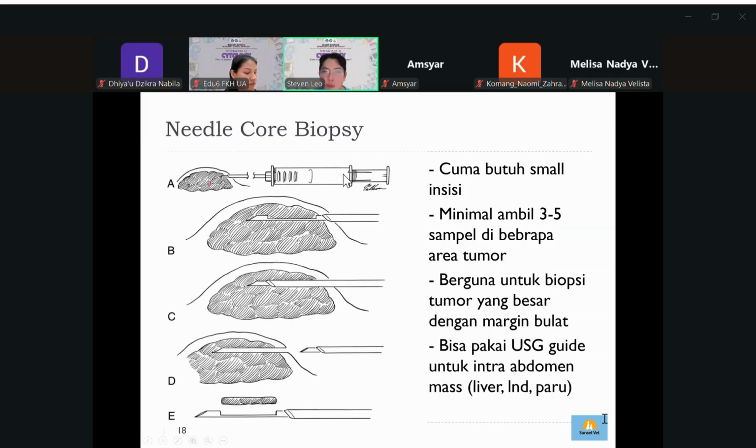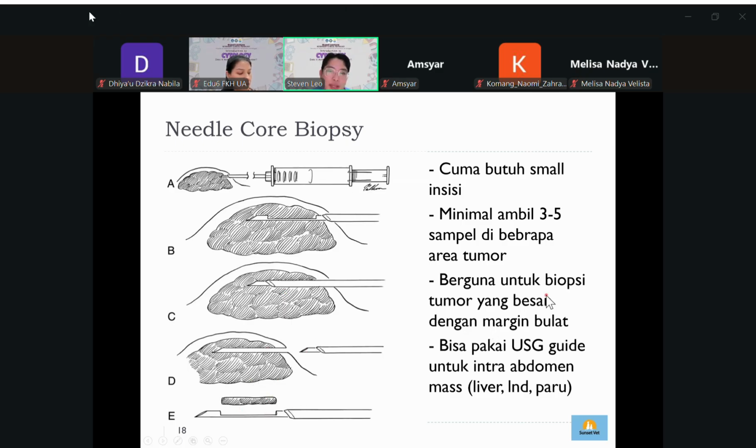The needle core biopsy is literally where you use the kit here, and you sneak the needle to the lump, push it, press the button, and then it will close and trap the tissue in here.